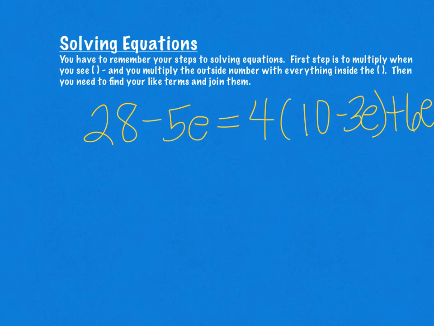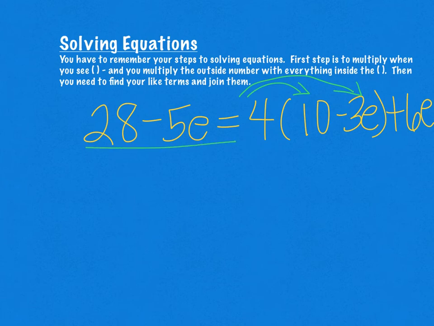Okay, so the first thing I have to do is take a look and see if there's anything for me to multiply, and there is. I can see right here that I have to multiply this 4 times the 10 and this 4 times the negative 3e. So when I rewrite it, I'm going to rewrite it here on the left side. There's nothing for me to do.